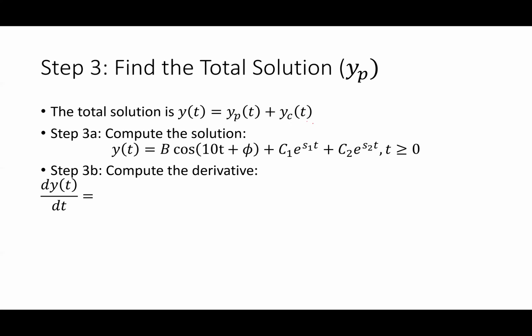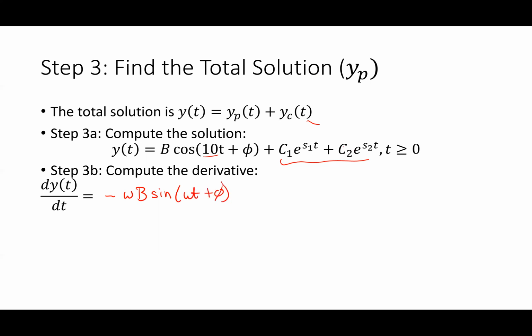We said our transient response was of this form, C1 e to the s1 t plus C2 e to the s2 t. And then we solved for b and phi in my particular solution. That's my total solution now. What I also have to do is take the derivative of that. So if I take the derivative, in this case I get minus omega b, and omega was 10, so I'm calling it omega again, minus omega b sine of omega t plus phi.